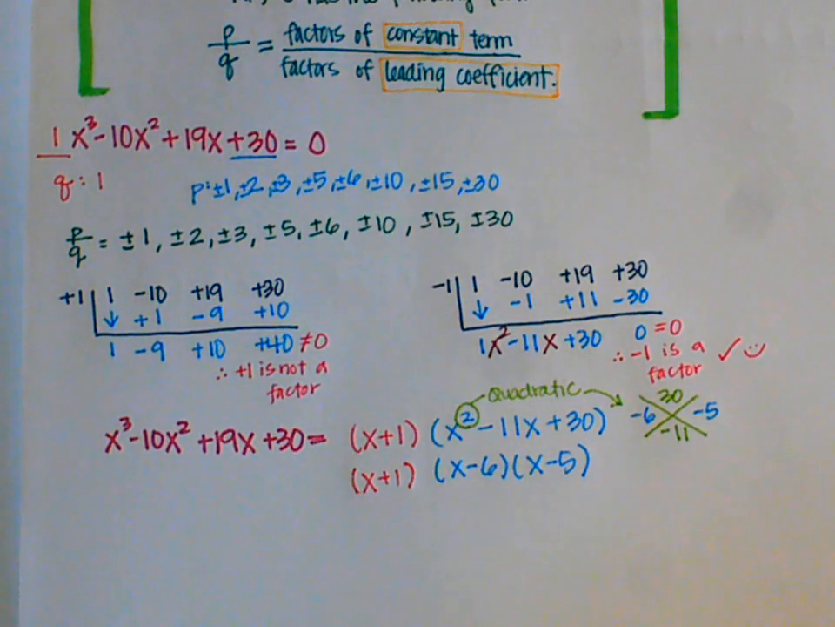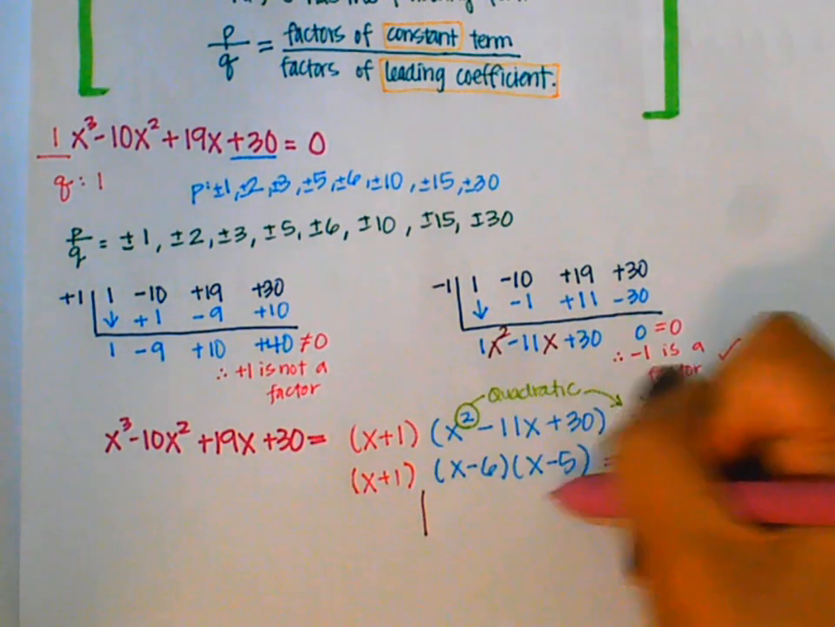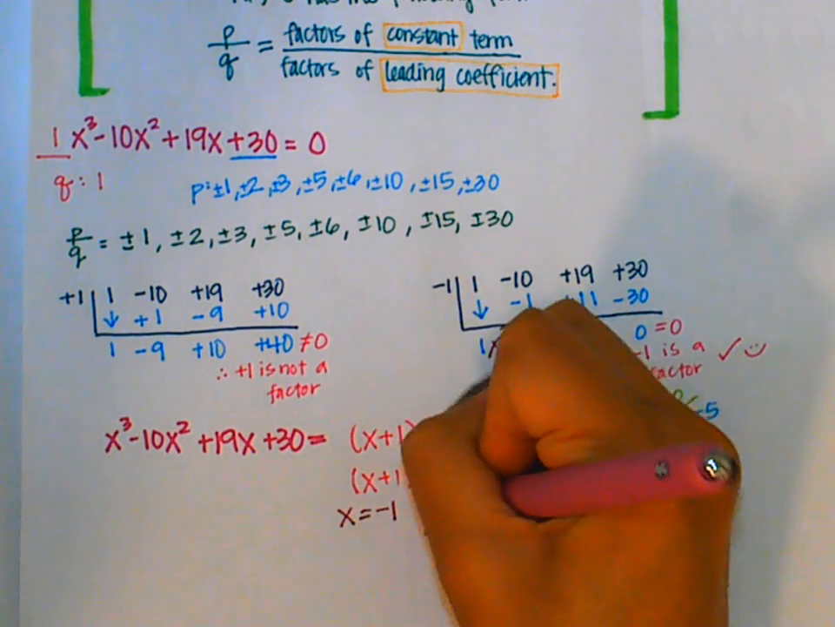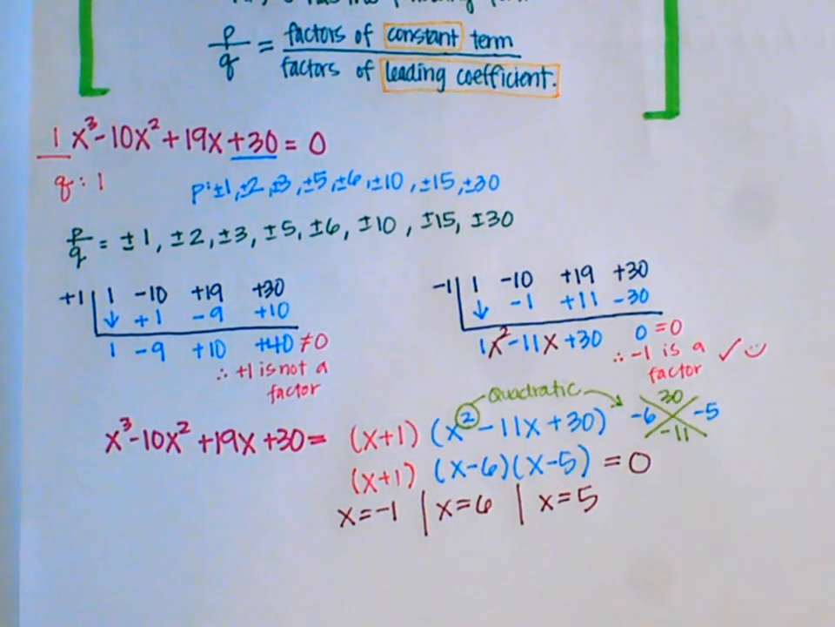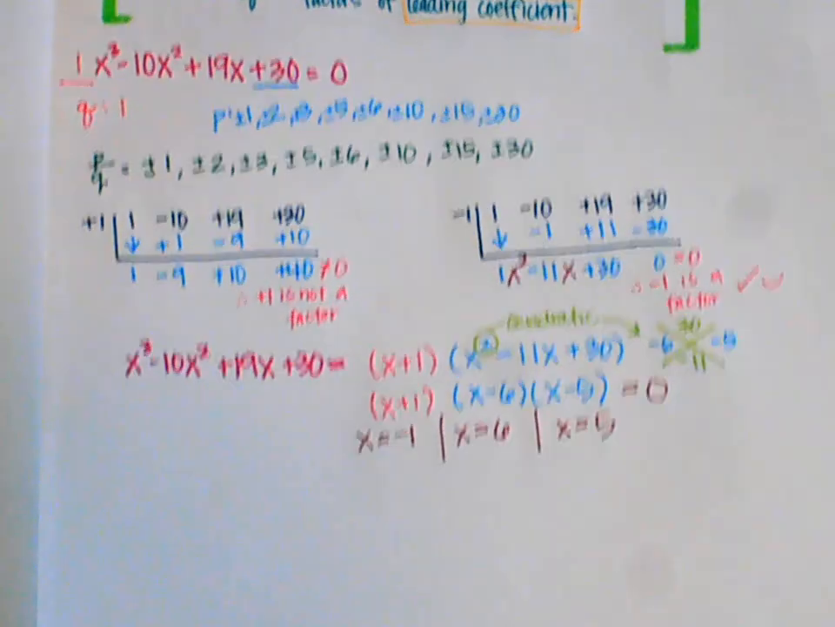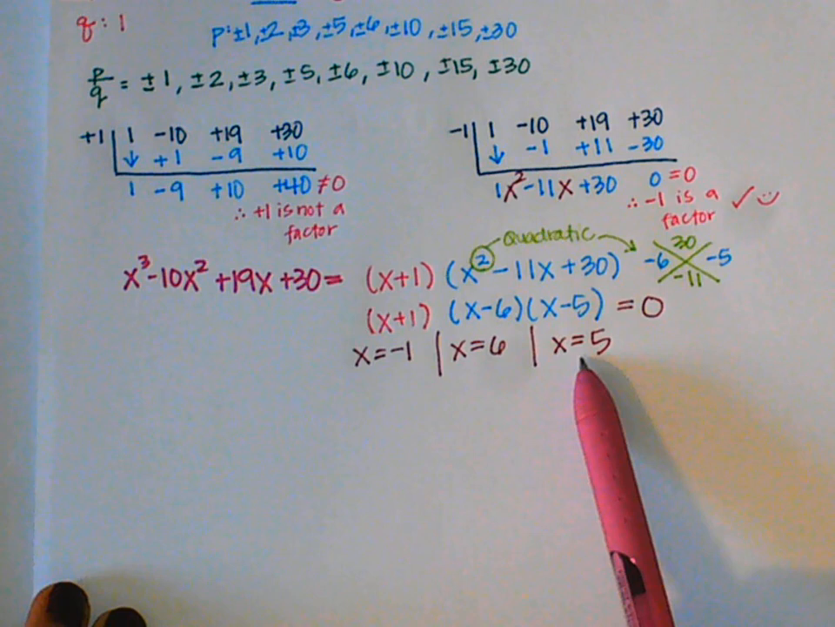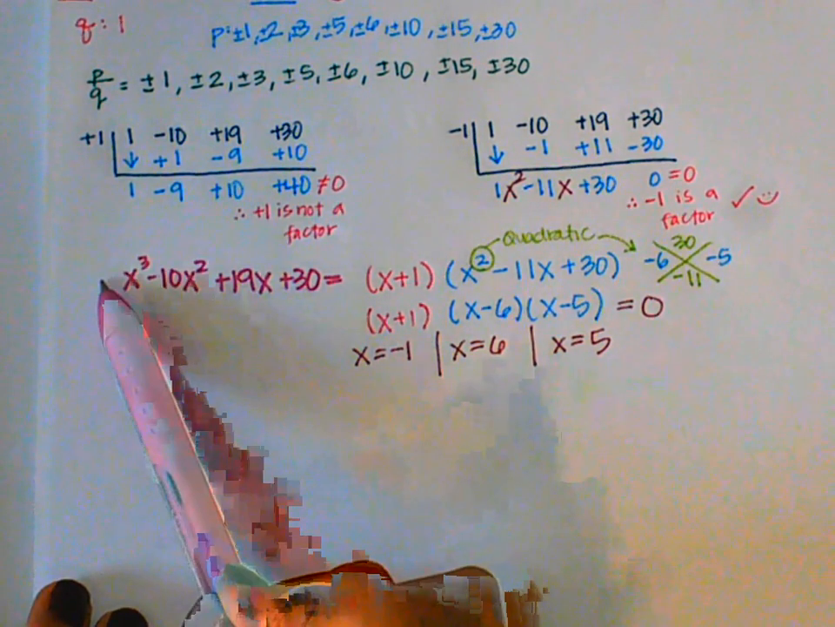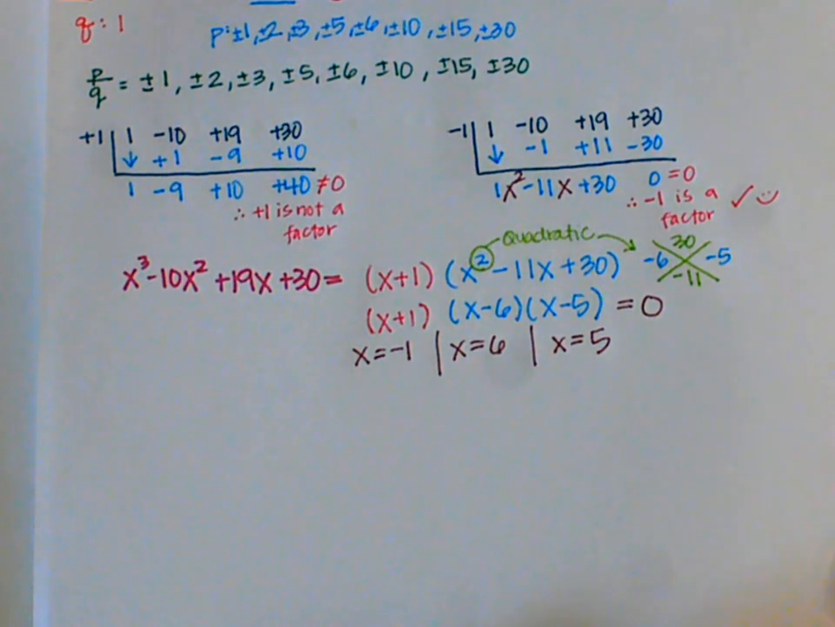Here, I'm going to set this equal to 0 to use my zero product property. x is equal to -1, x is equal to 6, x is equal to 5. Now that I have factored it and used my zero product property, I'm going to use my roots and my end behavior to graph this. So let me draw my graph.